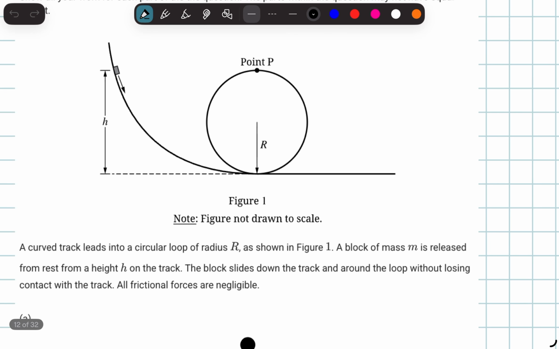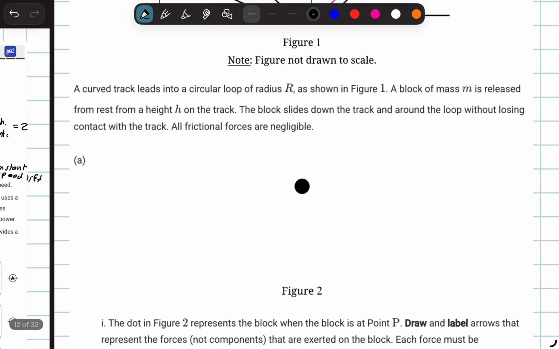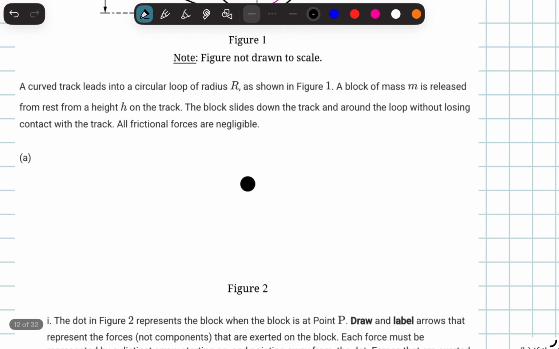Okay, so the block starts up here. Initially it's at the top, and then it slides all the way to the bottom, and it goes around this loop. We know that it never leaves the surface of the track, and the friction is negligible. So if the friction is negligible, we'll later be able to use conservation of mechanical energy. But for right now, let's draw the free body diagram for this block.